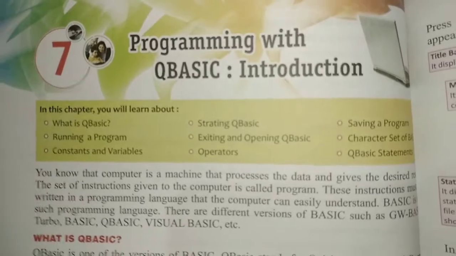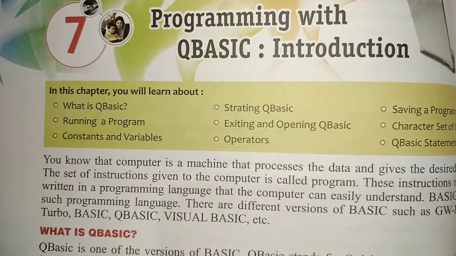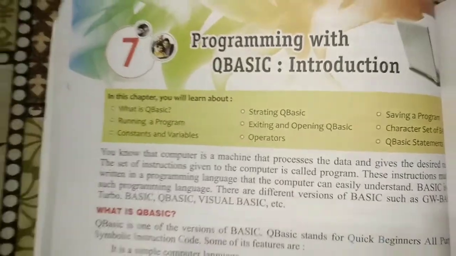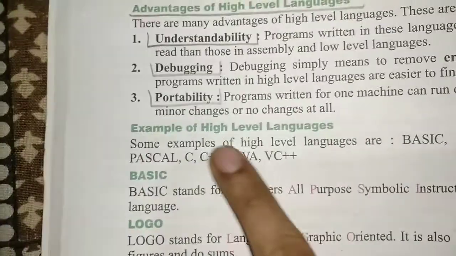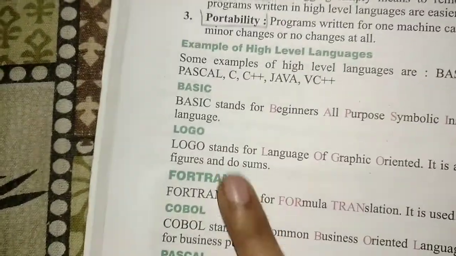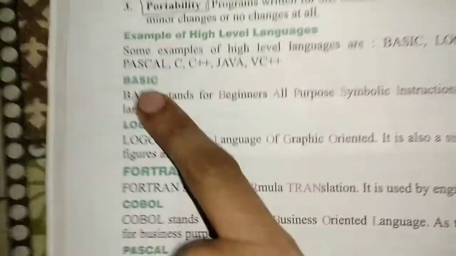Chapter number 7, Programming with QBasic Introduction. This is next what we saw in the previous chapter. In the previous chapter we read about programming languages and saw examples of higher level languages: BASIC, LOGO, FORTRAN, COBOL, Pascal, etc. Here it is BASIC.